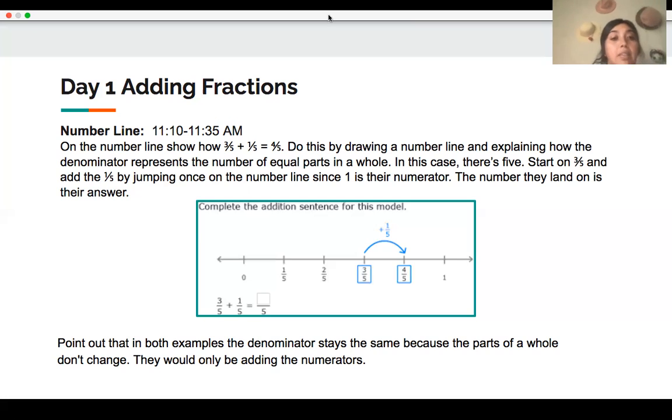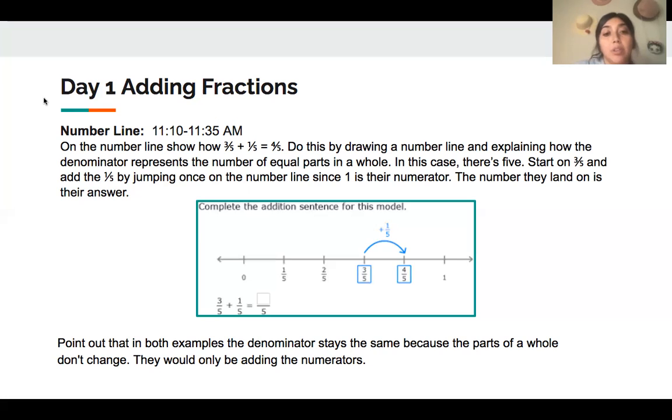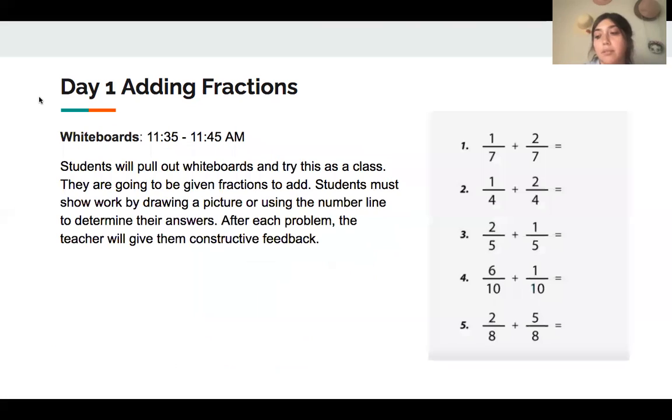And then that's going to be 2 examples that we show, and we want to make it known to the students that the denominator stays the same because the parts of the whole don't change. The only numbers changing will be the numerators because those are the numbers that we're adding. However, in the next slide, we will have whiteboard time, and each student will take out their whiteboards. We will give 5 examples, and in each of these, students will have to use a number line or draw a picture to determine their answers. And after each problem, the teacher will give them feedback based on that.